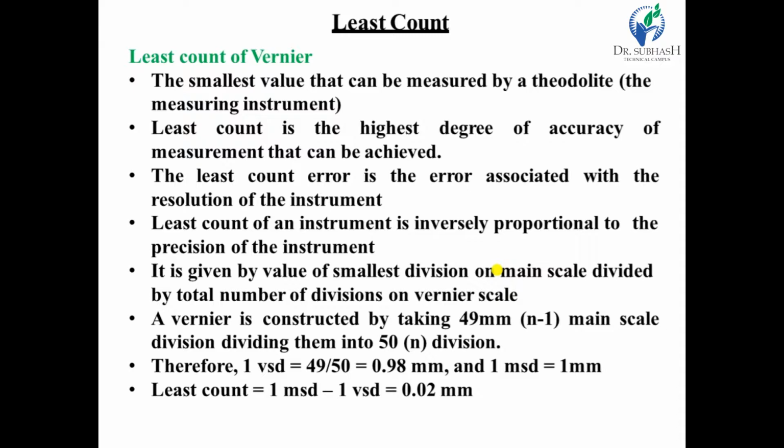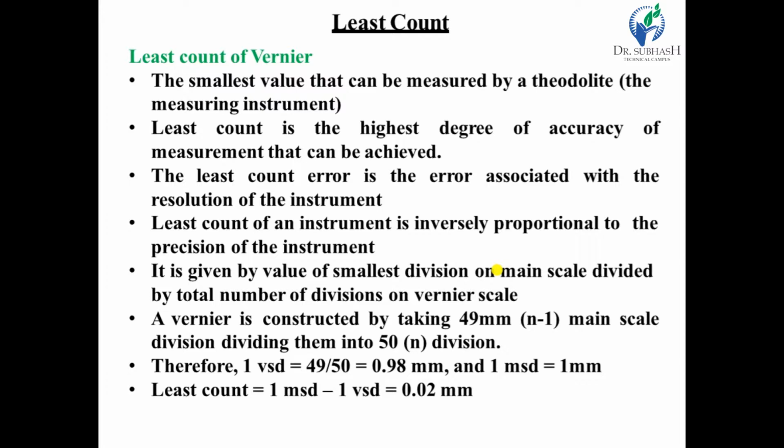Now we are moving to the least count of the vernier. How can we measure the least count? Least count is the accuracy of our vernier. If the least count is very small, then accuracy is greater. The least count of an instrument is inversely proportional to the precision of the instrument. If the least count is smaller, then precision is higher, and if the least count is larger, then precision is smaller.